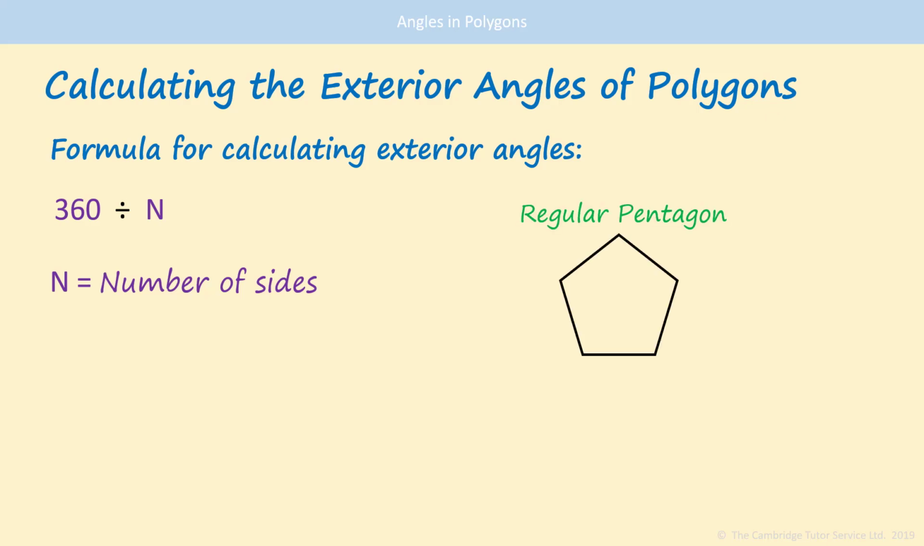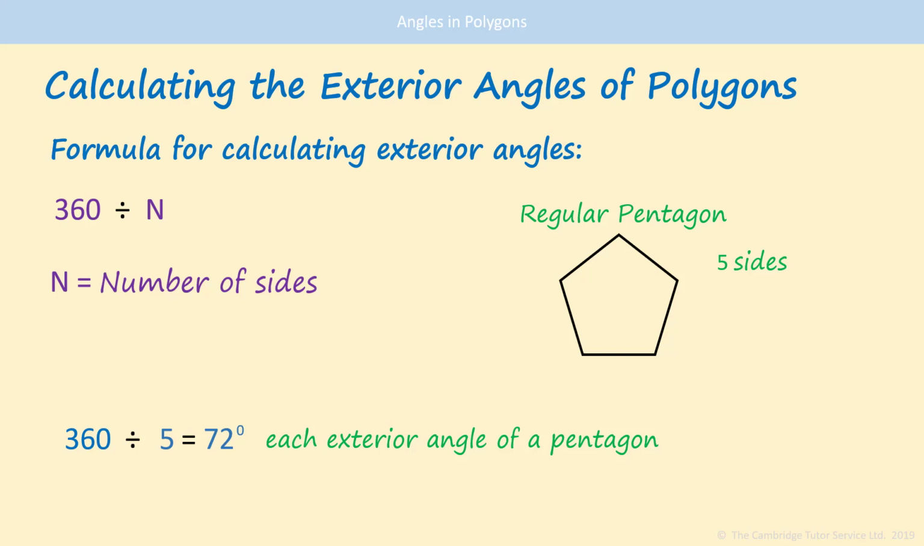So if we had a regular pentagon and I wanted to find one of the exterior angles, I would divide 360 by 5, the number of sides. And each exterior angle will be 72 degrees, and that exterior angle will be extending one of those sides, and that's the angle that will be 72 degrees.